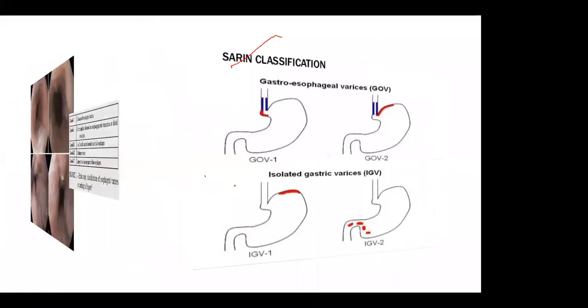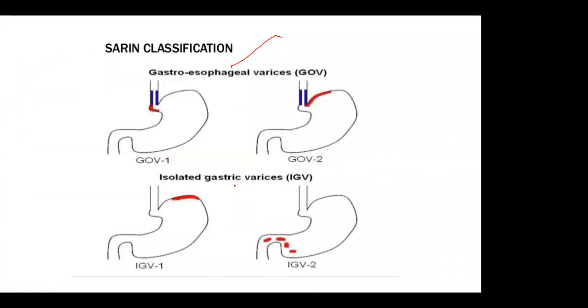The other one, for the gastroesophageal varix and isolated varix, is the Sarin classification. Type 1 gastroesophageal is in the lower esophagus along the lesser curve, or the lower esophagus along the greater curvature is type 2. And for isolated gastric varix, type 1 is the fundal, and type 2 is in the area of the pre-pyloric and pyloric region.